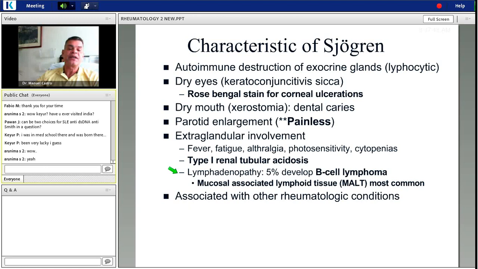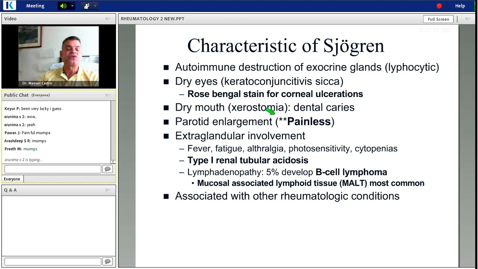And as you can see here, I've put two asterisks to make sure you don't confuse it with the type of viral parotiditis that occurs in patients with mumps or other issues, which is painful. So make sure you know that the actual parotid enlargement is painless. Now these patients are going to have extraglandular involvement. They can have fever, fatigue, arthralgia, photosensitivity, cytopenias, because it is an inflammatory condition. Remember that symptoms of inflammation are malaise, fever, fatigue, all these things.